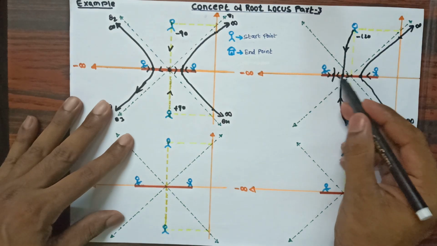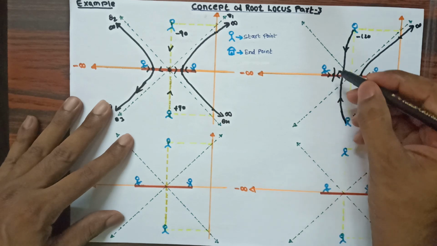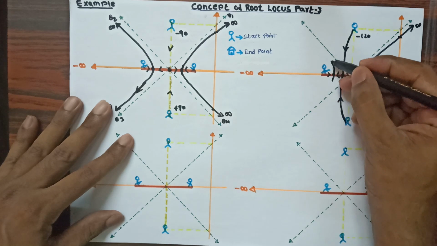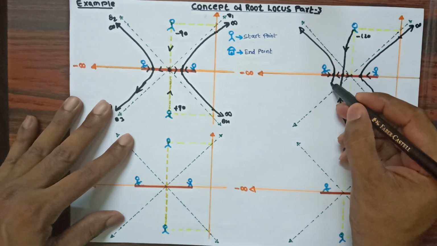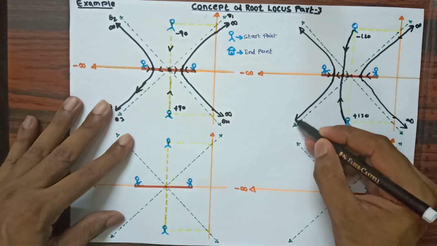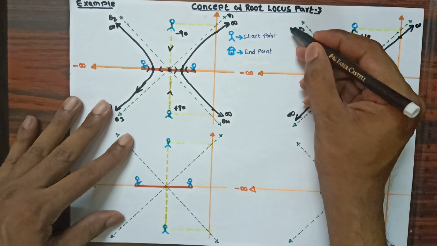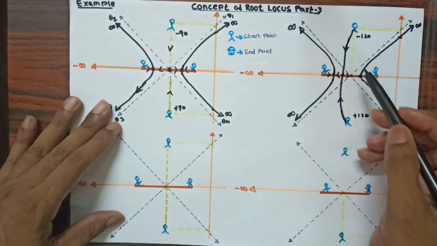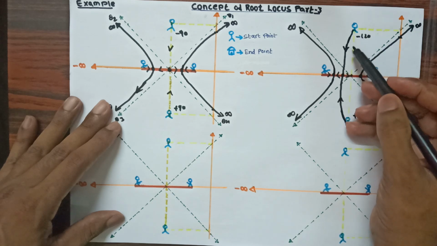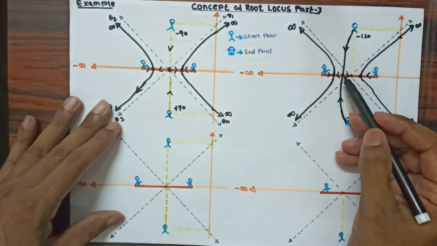Now here these two persons have met, and they will try to move towards the infinite path, and here this person will try to move towards the infinite path. So in this way you can see, now when I change the angle, they deviated and they met at the breakaway point, in this way when I have provided the breakaway point.